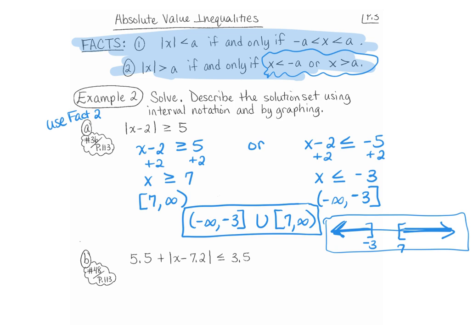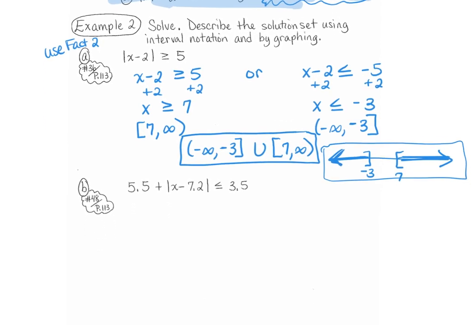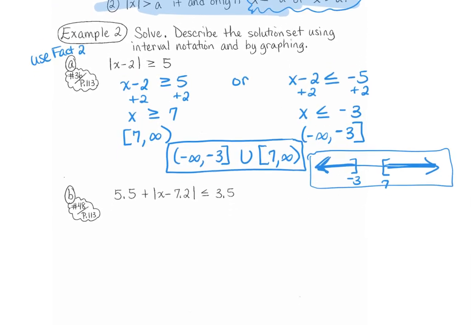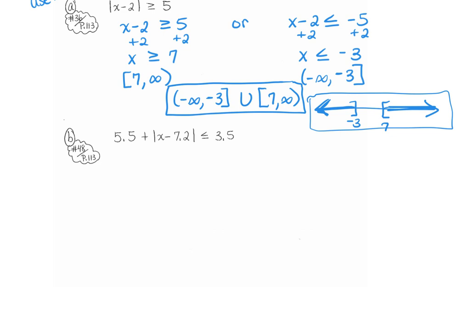Part B, we have 5.5 plus the absolute value of x minus 7.2 is less than or equal to 3.5. Now, this is not set up like either one of our facts yet. So let's subtract 5.5 from both sides so we can get it in that form. That cancels there, so we will be left with the absolute value of x minus 7.2 is less than or equal to negative 2.5.